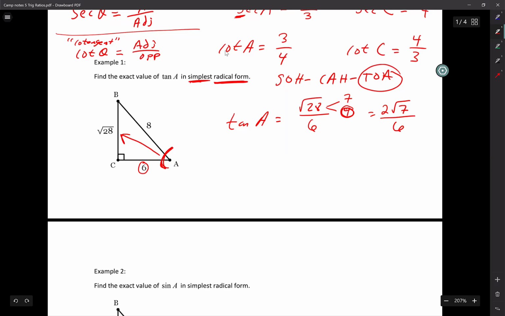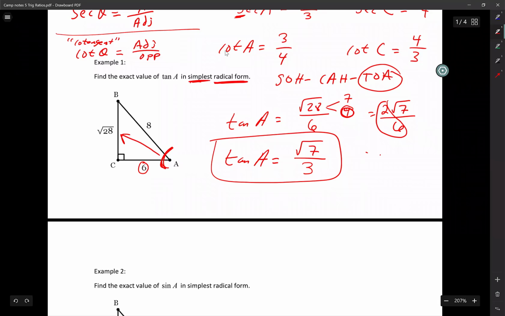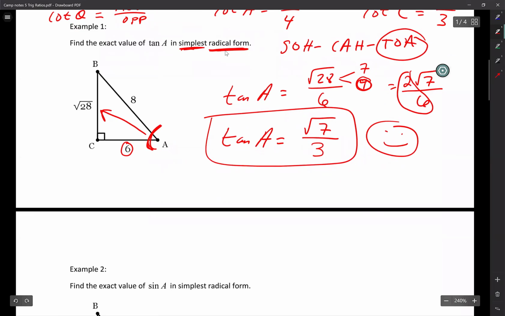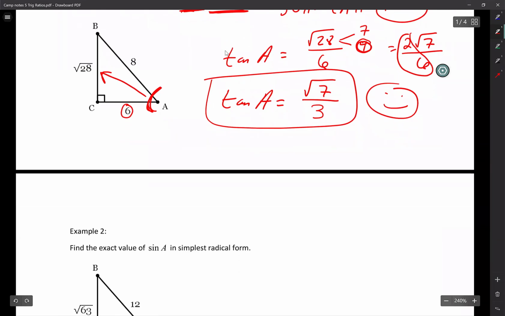Now before you leave it alone, don't leave it alone. This reduces. I see the 2 and the 6 there. 2 goes into 6 3 times. So finally, I'm going to write tan A equals square root of 7 over 3. And there it is. Oh, that's a nice smiley face. It's one of my better ones. And there it is, guys. It really is that simple. All right, let's continue.